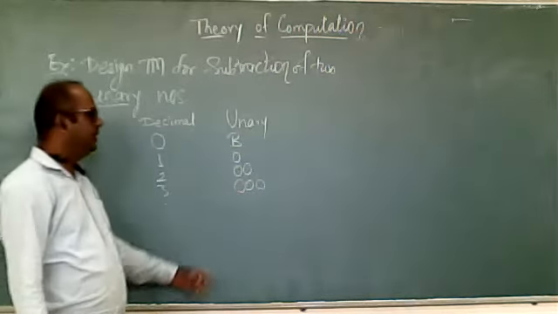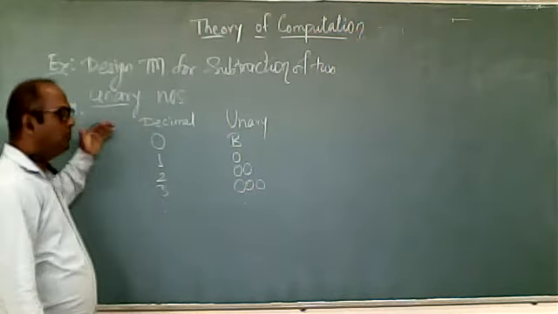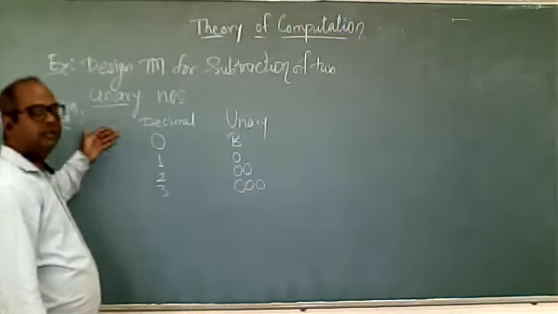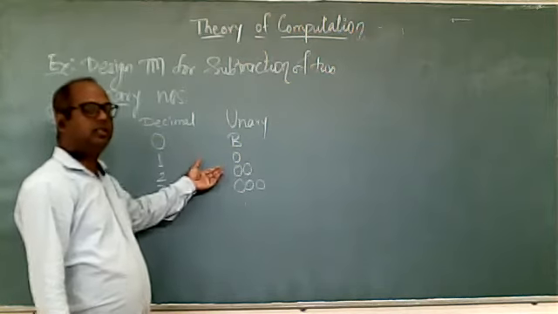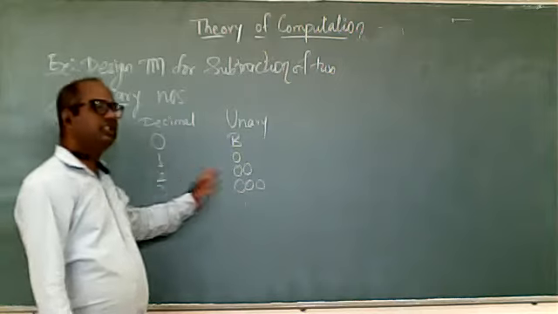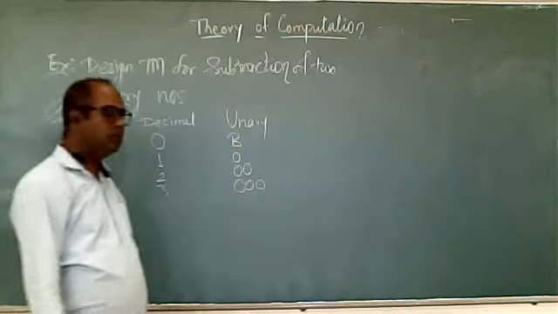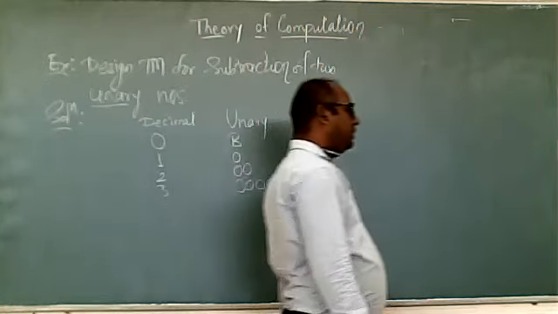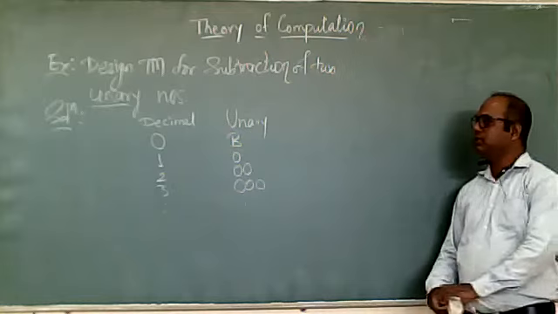So in a unary number, everything is represented with a single digit called zero. Zero in decimal is represented with the blank, and one is represented with a single zero. Two is represented with two zeros. This is the unary number representation.